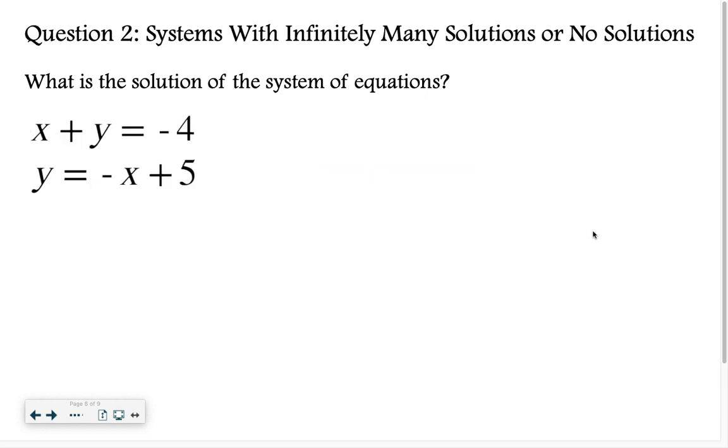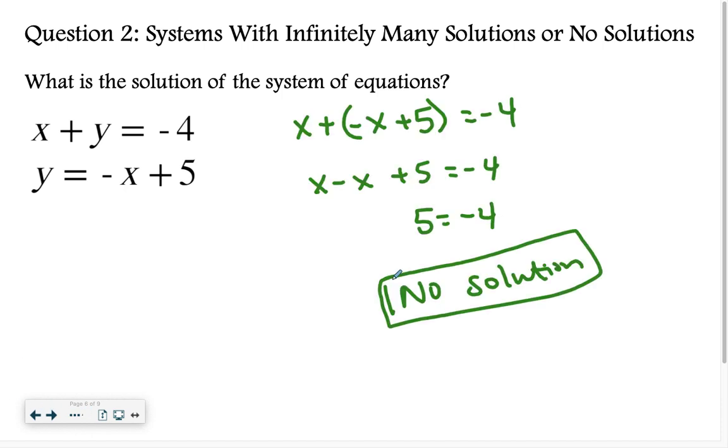Now I want you to look at these two equations and figure out, is it infinitely many solutions or no solution? Good luck. All right, for this problem, hopefully you ended up with a 5 equals a negative 4, which means no solution.